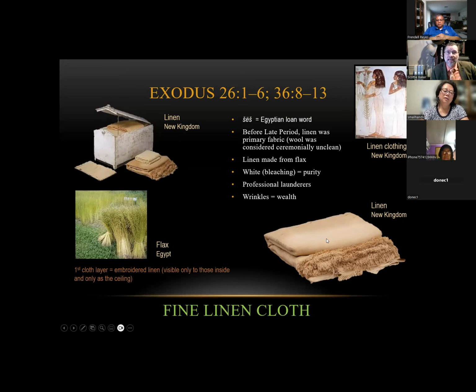It's what it'll look like. They actually would bleach it white so it would look really, really clean. The very fine linen was saved for the very wealthy. We can imagine that's probably what was used. Linen is made out of flax plants. Here's some flax plants here.